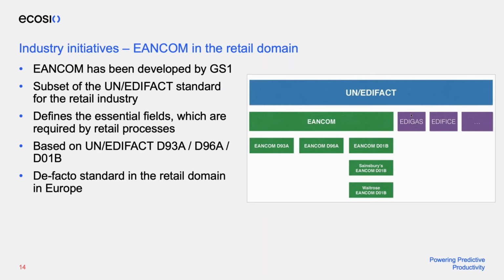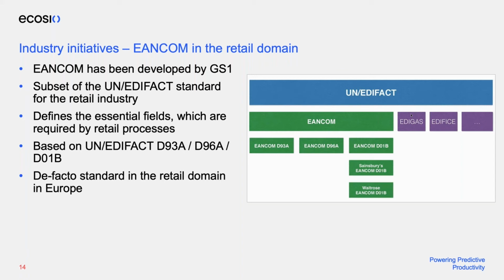The same or similar initiative exists in the retail industry. There it is called EANCOM. That has been developed by GS1, so Global Standards One, a global standardization organization, most commonly known for standardizing all the barcodes, which you can find on an everyday product. EANCOM itself is a subset of UN EDIFACT, as VDA is, and it defines the essential fields which are required by retail processes. It is based on UN EDIFACT D93A, D96A, and D01B. And actually, it is the de facto standard in the retail domain in Europe.